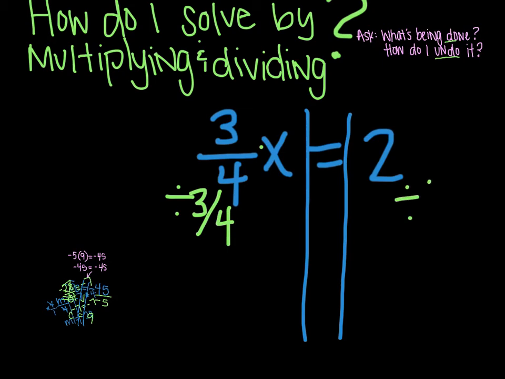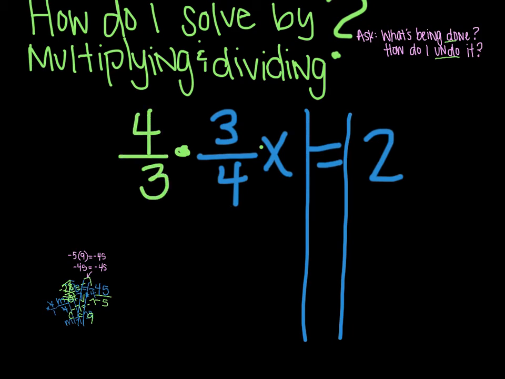Okay, but what do you know about dividing by a fraction? Well, you actually have to multiply by the reciprocal. And so instead of saying dividing by 3/4, you're going to skip that step, and you're going to say multiplying by the reciprocal. So you're going to multiply by 4/3.